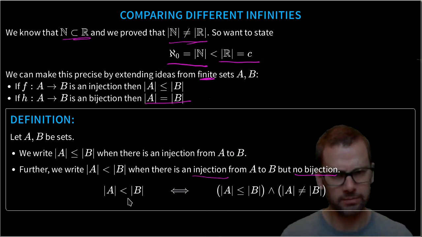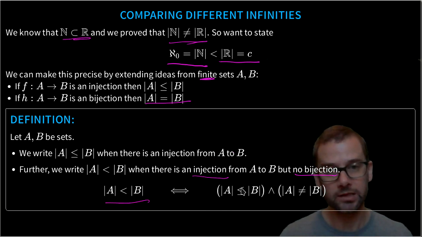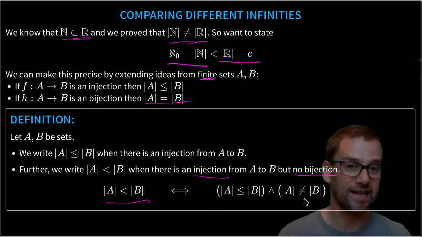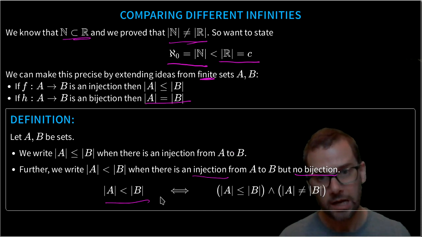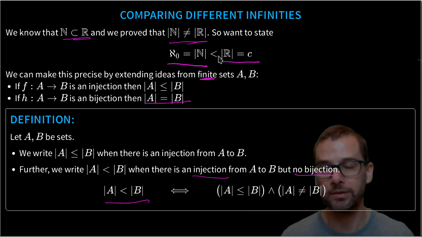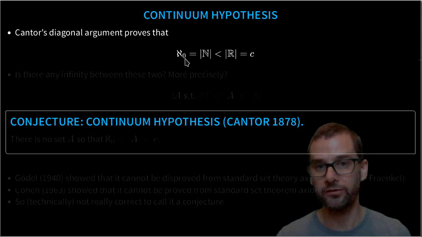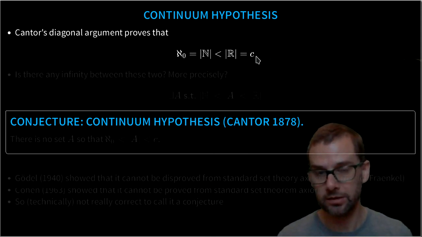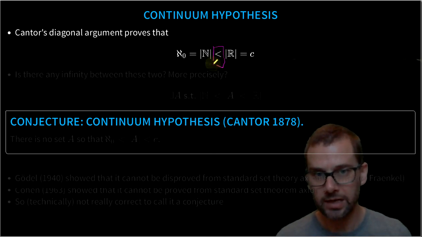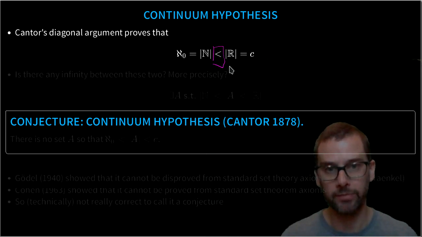So this is the same as saying the size of A is strictly less than the size of B if and only if the size of A is less than or equal to the size of B, and the size of A is not equal to the size of B. So there's an injection, but no bijection. And we can use this to make rigorous statements about one infinity being strictly smaller than another. Now, Cantor's diagonal argument proved for us that Aleph naught, the size of the natural numbers, is strictly smaller than the size of the reals, the continuum, so we've given a strict meaning to that symbol: there's an injection from one to the other, but no bijection.